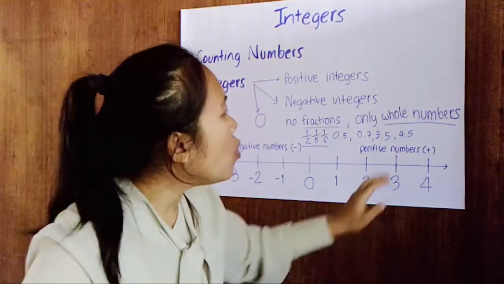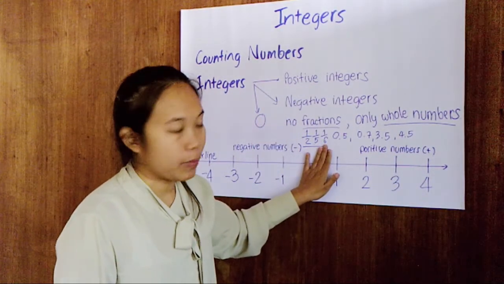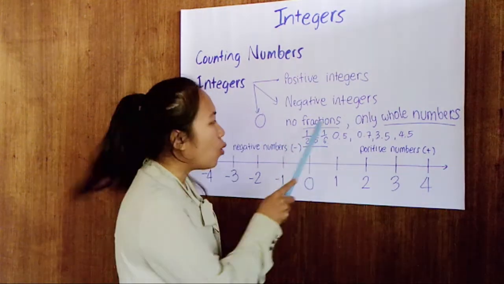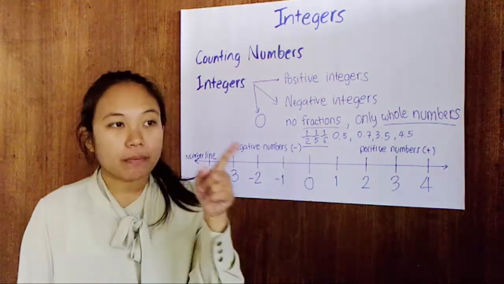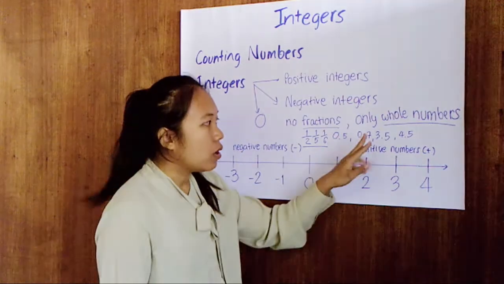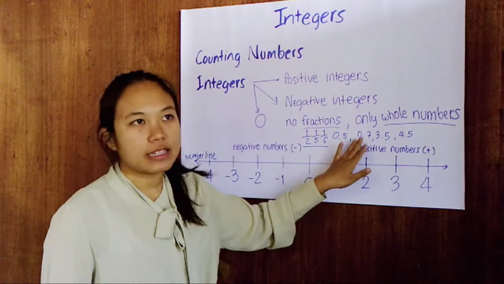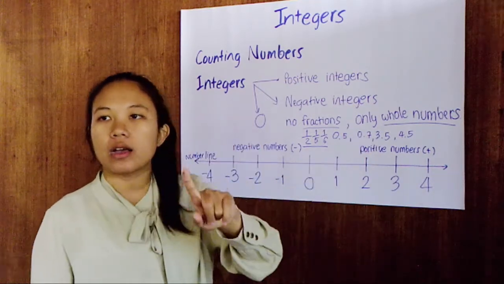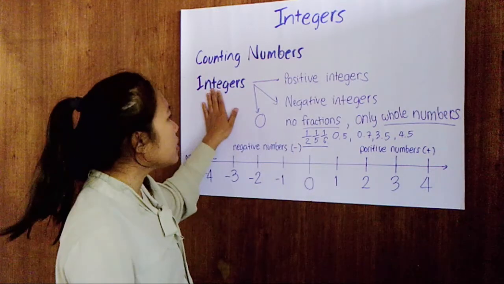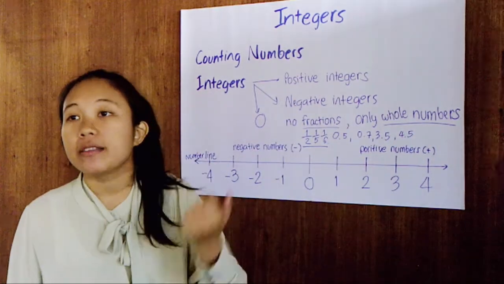So the whole numbers are not the fractions also. A fraction is like 1/2, 1/5, or 1/6, and also not the decimal numbers like 0.5 or 3.5 or 4.7 with the decimal point. The numbers with the decimal point are not the whole numbers. So the integers are the whole numbers, with no fractions and no decimal numbers.